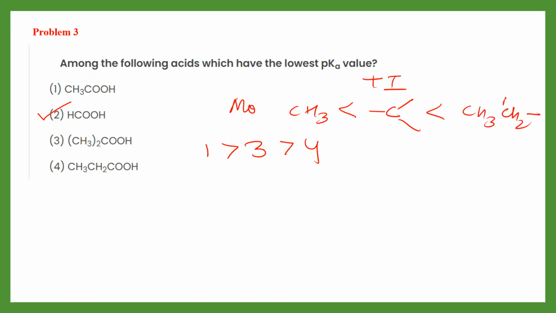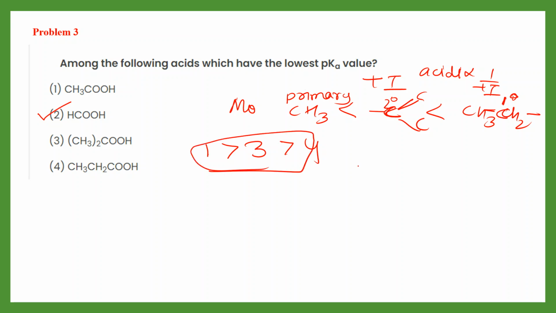See, this carbon is connected to one carbon and this carbon is connected to two carbons. So this is 2 degree carbon and this is your primary carbon. So plus I order is this, and we know that acidity is inversely proportional to plus I. So this will be the order for other options. Understood?